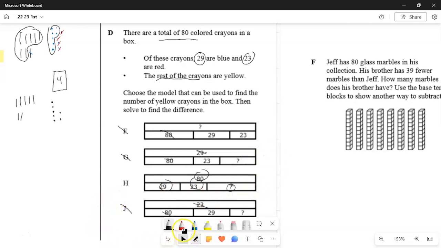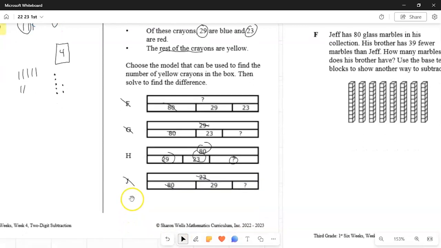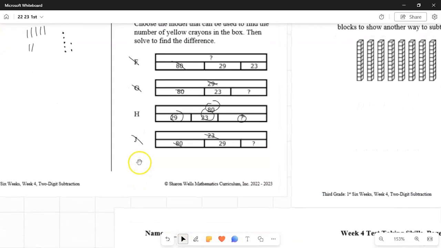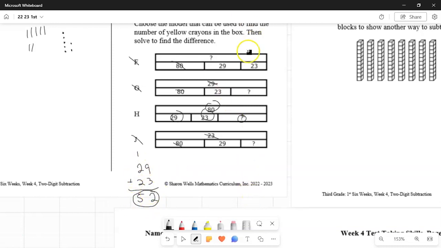I'm going to slide up here. Okay, I can, and this is probably the most common way of doing it. I would take the number of the crayons that I know about. So that's a 29 and 23. So 29 plus 23. 9 plus 3 is 12. I regroup to the tens place. And 10 plus 20 plus 20 is 50. So that means 52 of the crayons are, I think, the red and blue.